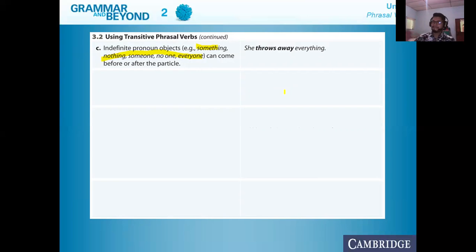She throws away everything. You see, it goes after the verb and the particle. She throws everything away. In this case, you can use them either at the end or in the middle between the verb and the particle, and no problem. Remember, use indefinite pronouns. Which are they? Something, nothing, someone, no one, everyone, everybody, etc. Many others can come to mind.